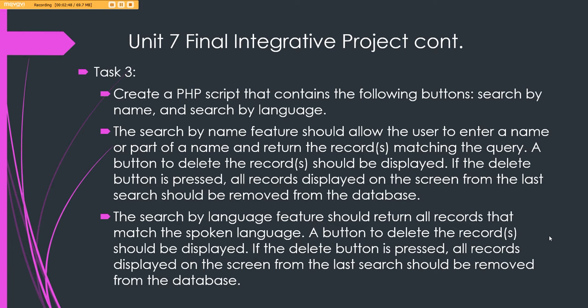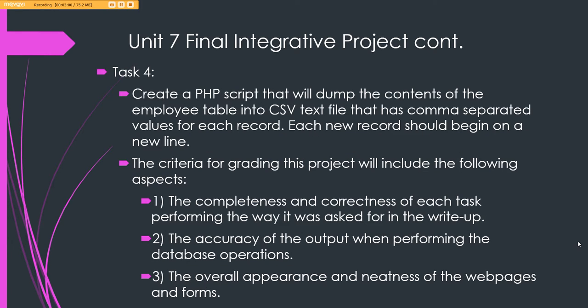A button to delete the records should be displayed. If the delete button is pressed, all records displayed on the screen from the last search should be removed from the database. Task 4, create a PHP script that will dump the contents of the employee table into a CSV file, a text file that has comma-separated values for each record. Each new record should begin on a new line.